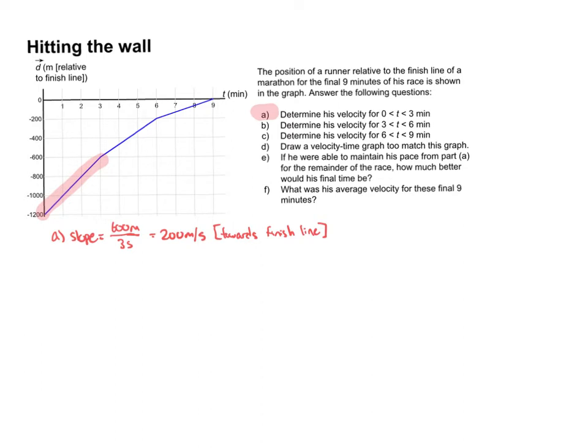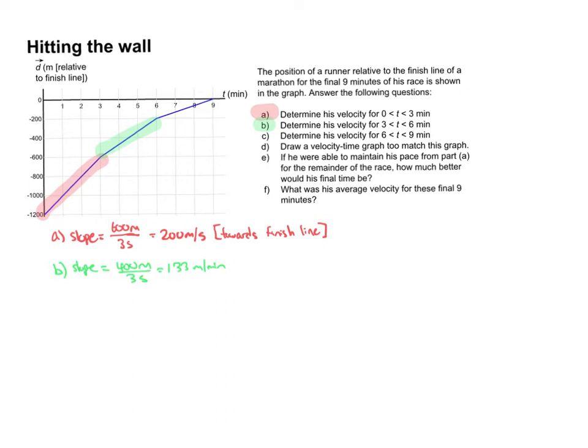Okay, so we'll just do the same thing for part B, the next segment here, from 3 to 6 seconds. So I find that slope, rise over run. The rise for that section looks like it's going from negative 600 up to negative 200. So that's a rise of 400 meters. And the run from 3 to 6 seconds, that's a 3-second interval as well. So 400 divided by 3, 133 meters per, not second, minute.